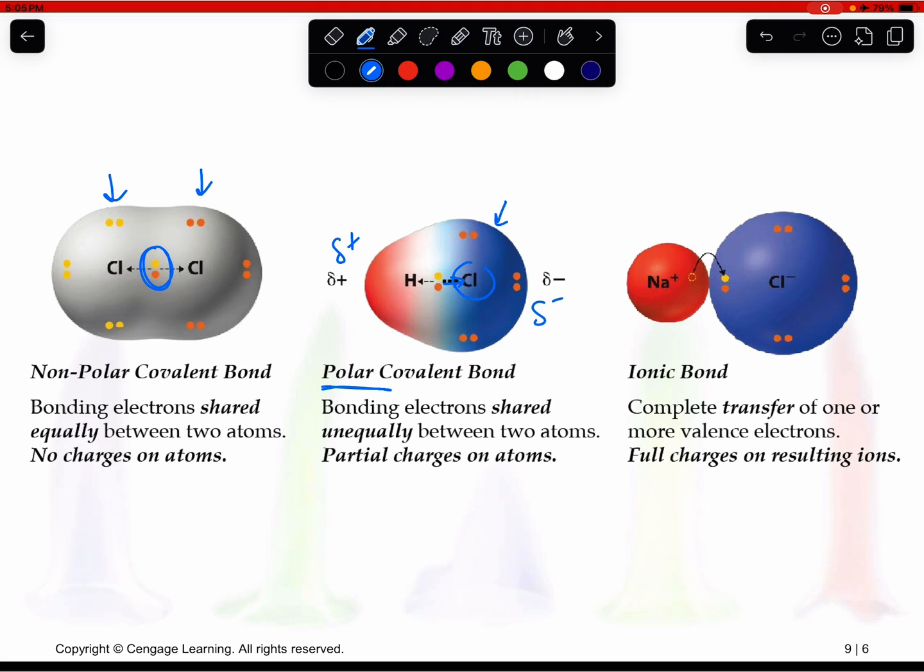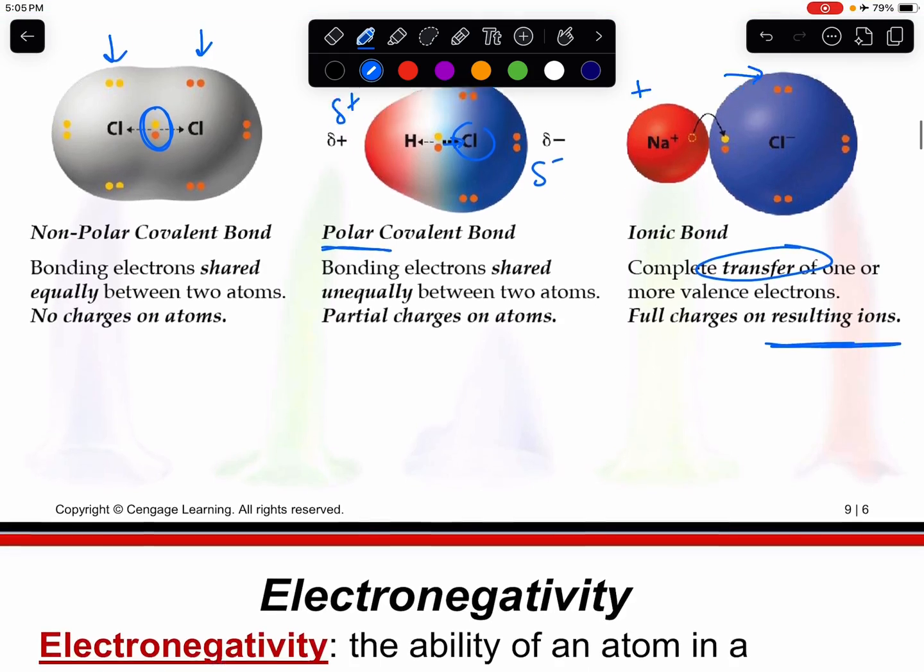Now, when the thing that it is sharing with is even stronger, it then becomes a complete transfer. Instead of the electron being shared, it is actually stolen, taken away. So instead of a partial positive and partial negative, we have a positive and a negative overall. And so we have full ions being created here.